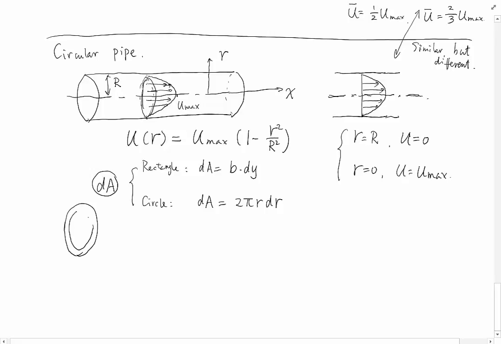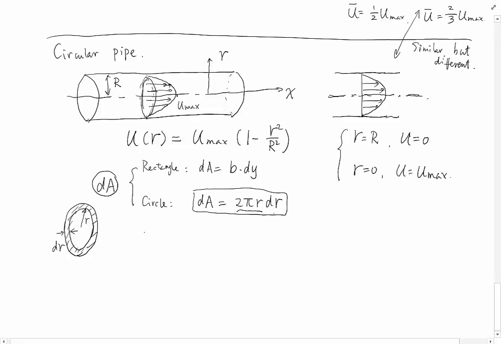If we have this ring, its radius is at r, and the width of this ring is dr. So the circumference of this ring is 2 pi r, and the width is dr. So 2 pi r dr will give us this dA. For a circular pipe, we have to use this area. That is the main difference from a rectangular channel.